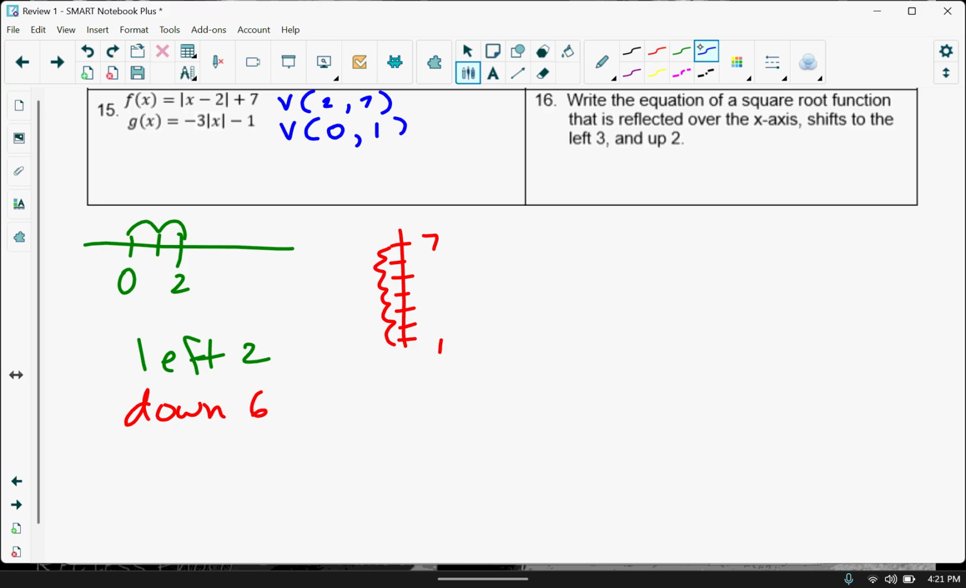Now you look at the fronts. The front was blank on the first one, and now it has a negative and a 3. The negative part is going to be the reflection, and the 3 is going to be the vertical stretch.